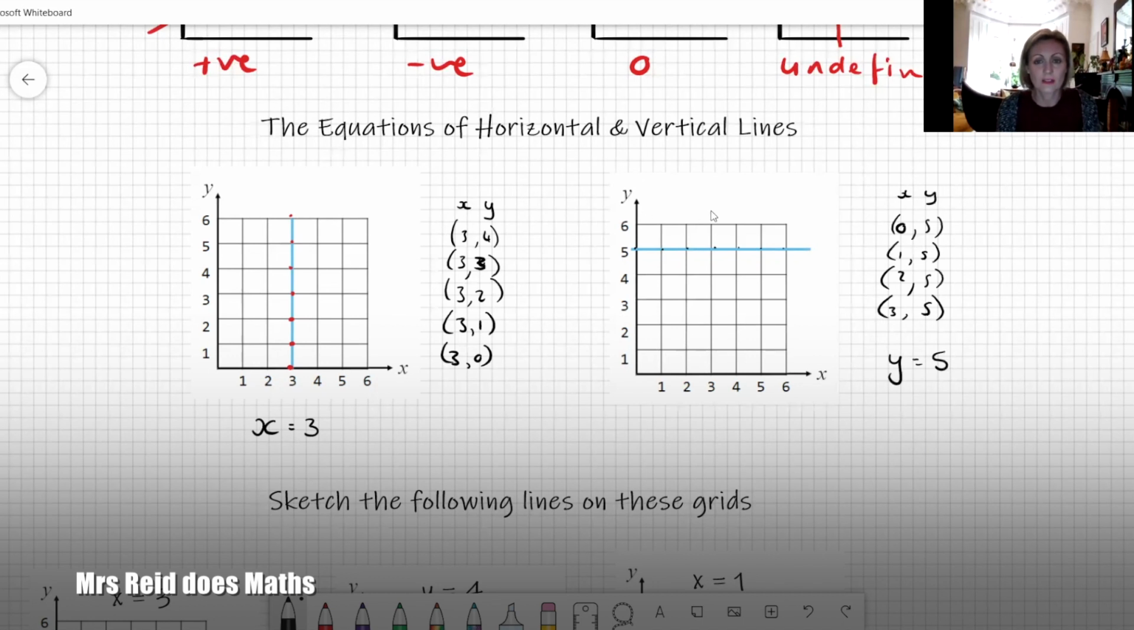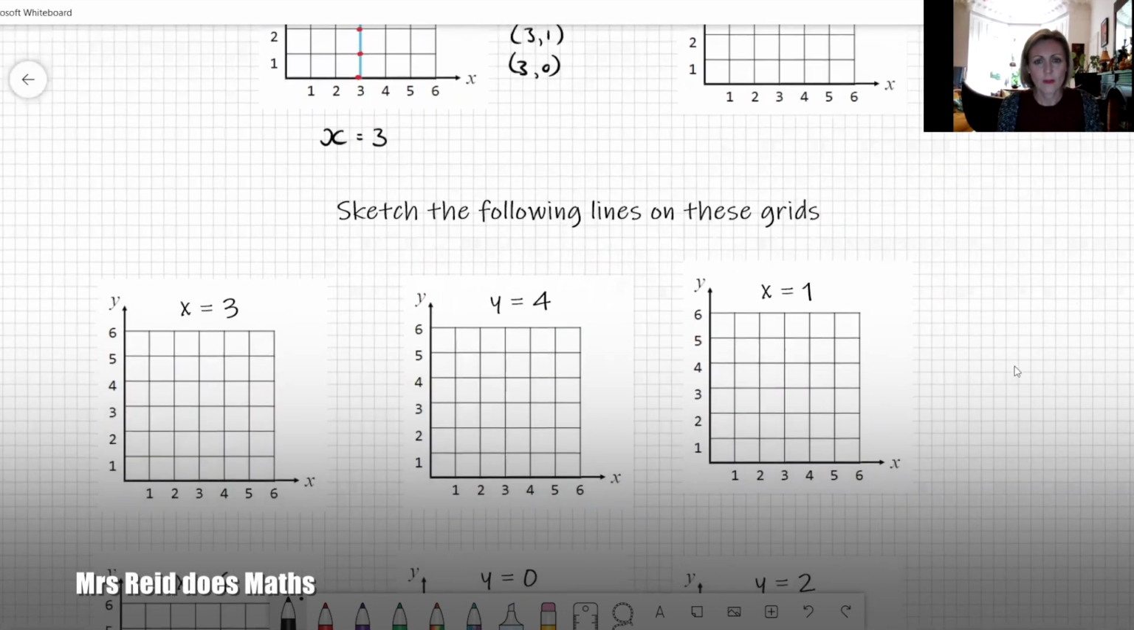Our arrow tells us that the y direction is up to the sky. Remember that y-axis: y to the sky. Sometimes I do a y like that, so that's up and down, whereas x goes across. X looks a bit like a cross, so it goes across. So in the y direction it's 5, so it's y equals 5. It's also parallel to the x-axis. It's always parallel to the one that you don't use.